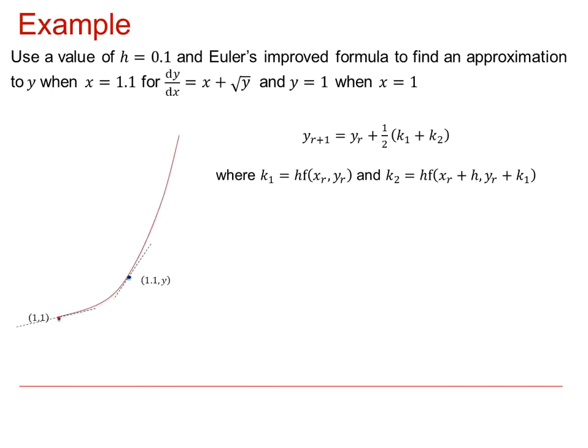So let's look then at an example. Here we're asked to use a value of h equal to 0.1 and Euler's improved formula to find an approximation for y, when x is equal to 1.1, for dy by dx is equal to x plus root y, and y equals 1 when x equals 1. So we're starting at this point here, 1, 1, and we simply want to move along by an interval of 0.1 and find the approximation to the y value at this point here. And we'll do that by using Euler's improved formula, which is given to us.